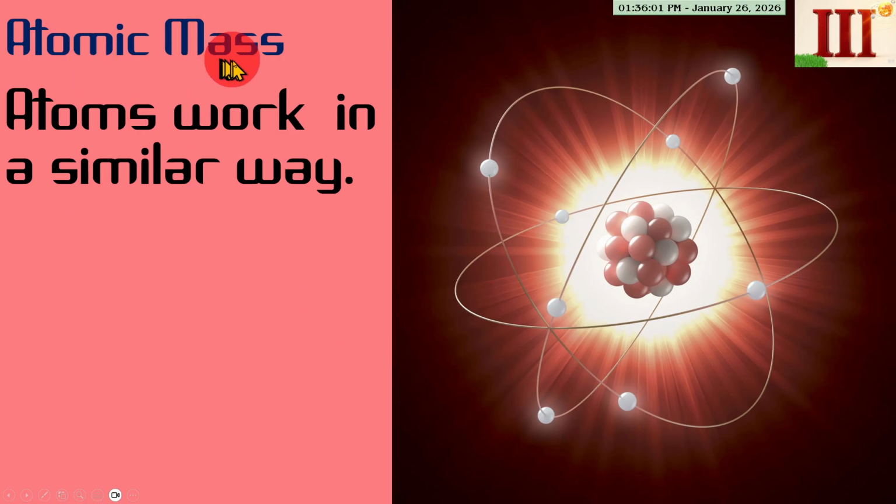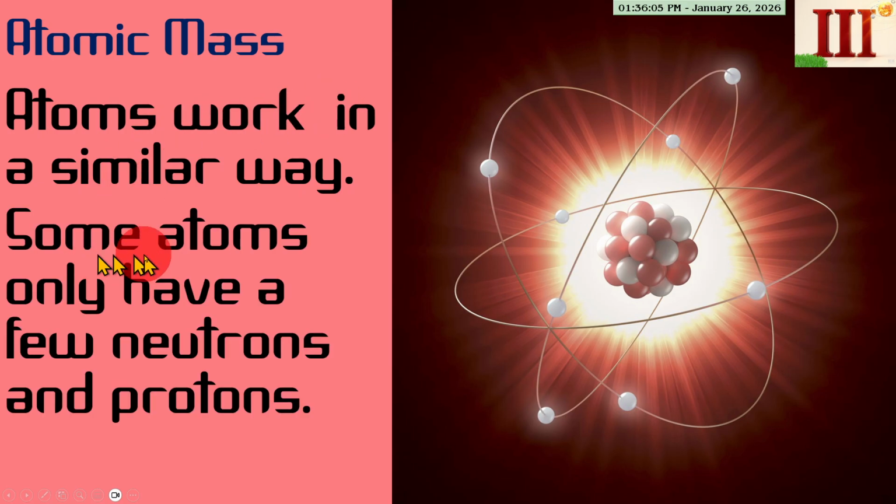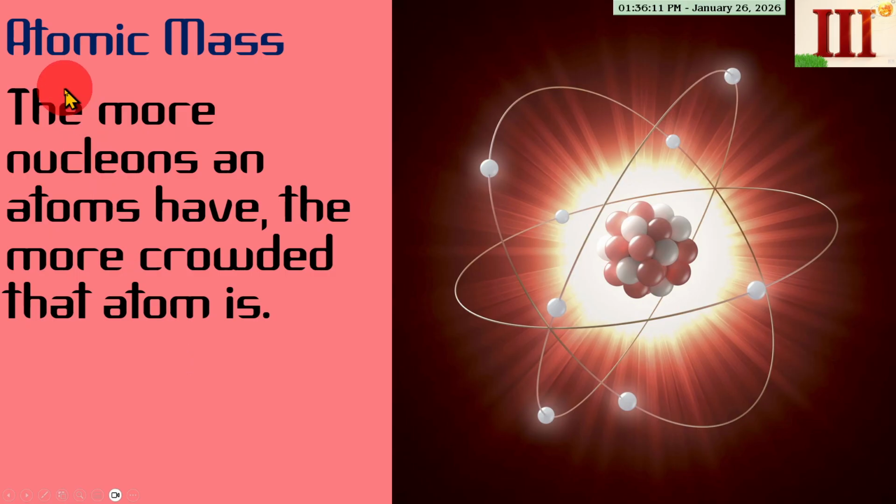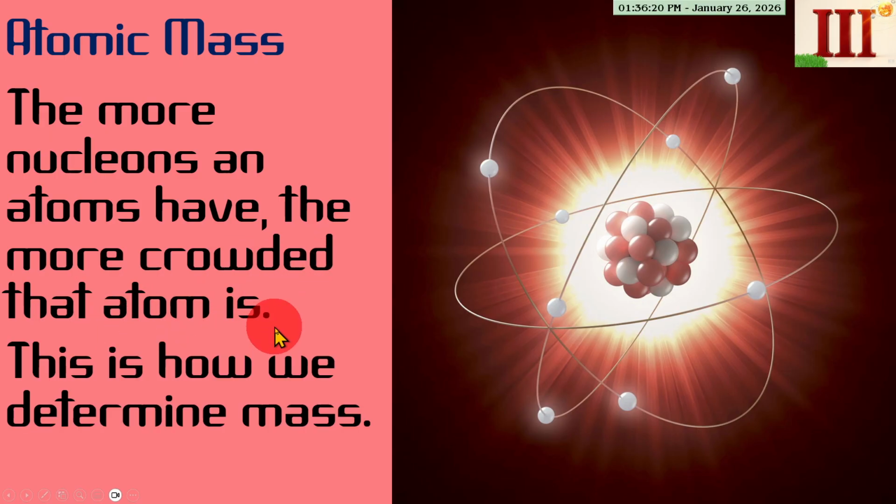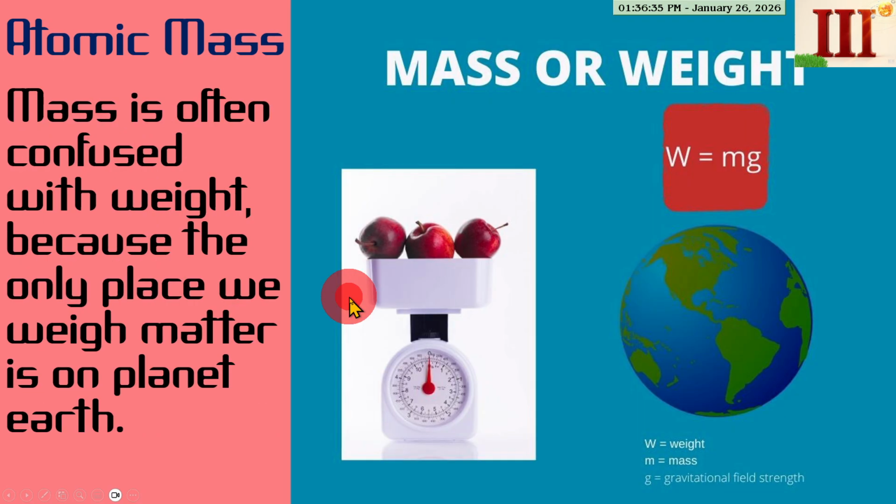So when we consider atomic mass, atoms work in a very similar fashion. Some atoms only have a few neutrons and protons. And the more nucleons an atom has, those are the neutrons and the protons, the more crowded that atom is. This is how we determine mass. So when we consider an atom, a denser atom takes up the same amount of space as one that is lighter, but has more things clustered on the inside.